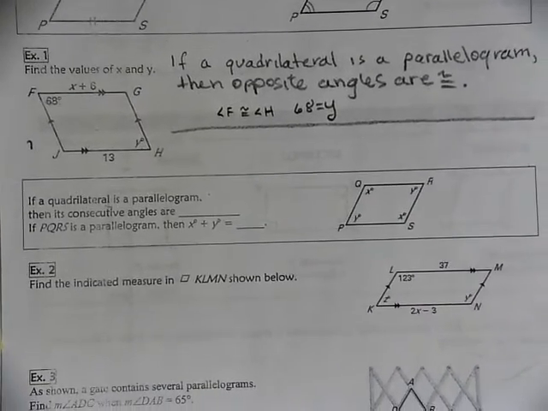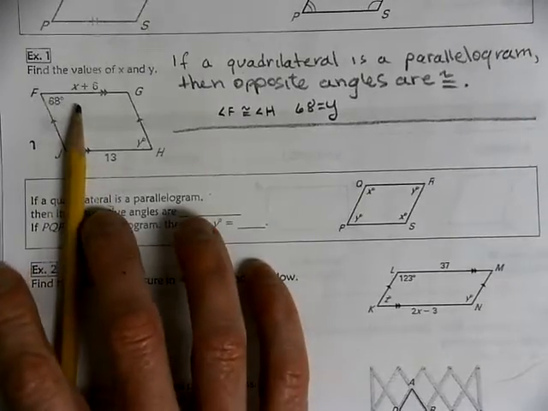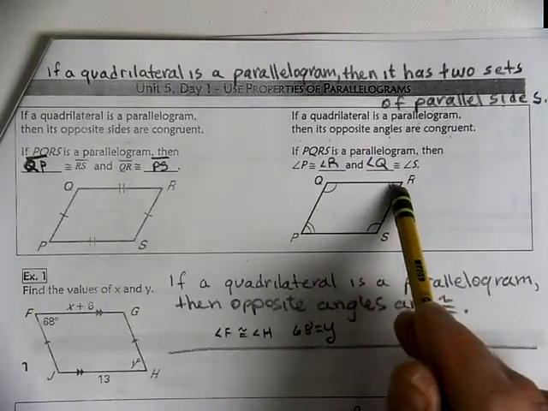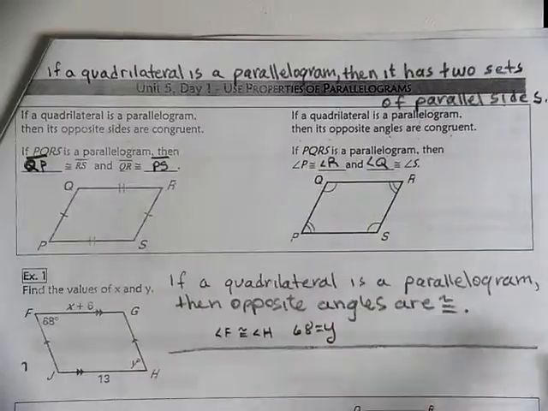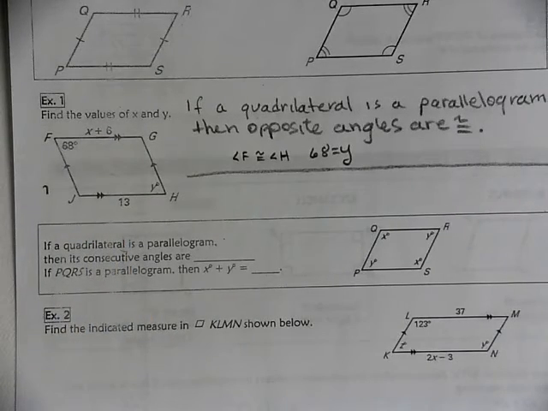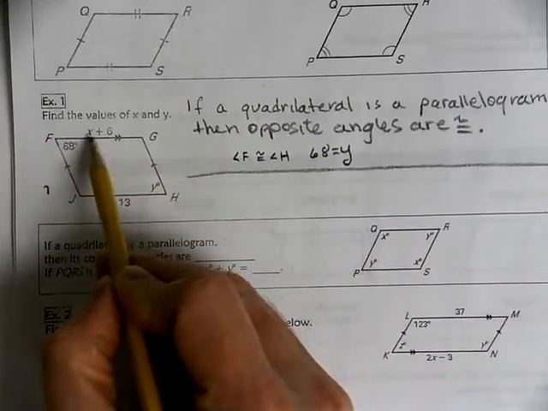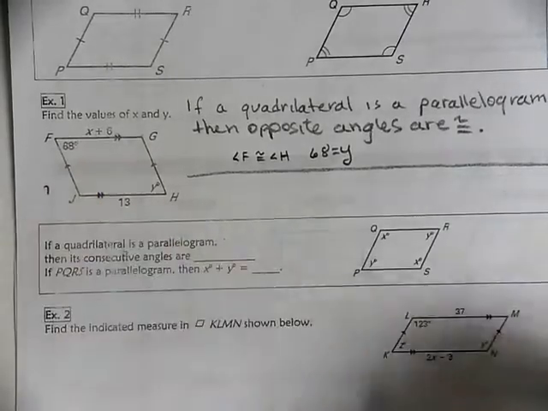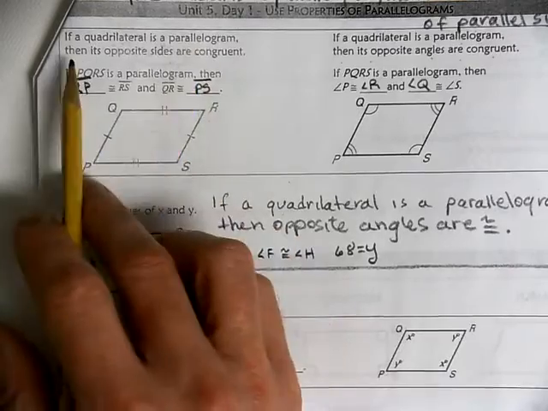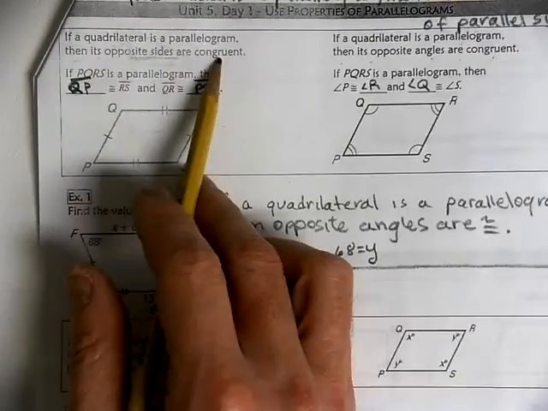Now we're going to use a different if-then statement to help us calculate for x. What is the if-then statement we're going to use to solve for x? We look up here and we see our three different if-then statements. Which one of those is going to help us calculate for x? So we notice that x is part of this side. X plus 6 is part of the side. Well, we have an if-then statement right up here. If a quadrilateral is a parallelogram, then its opposite sides are congruent.